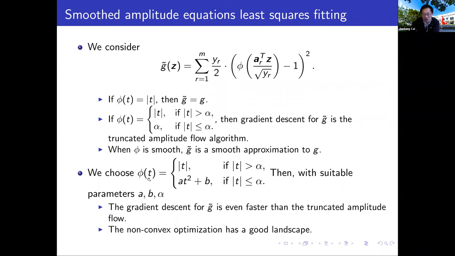So in particular, we choose this phi of T to be this. If T is large enough, it's just the same as the absolute value. If this T is small, it is just a quadratic function. We just choose this phi of T, which is a smooth function if we choose suitable A and B and alpha. So this is our new G tutor, and the gradient descent for this G tutor, actually, you can check that it is even faster than the truncated amplitude flow. And at the same time, the resulting non-convex optimization has a good landscape.